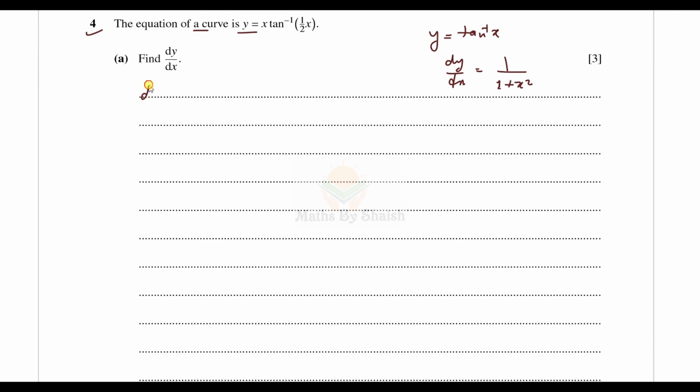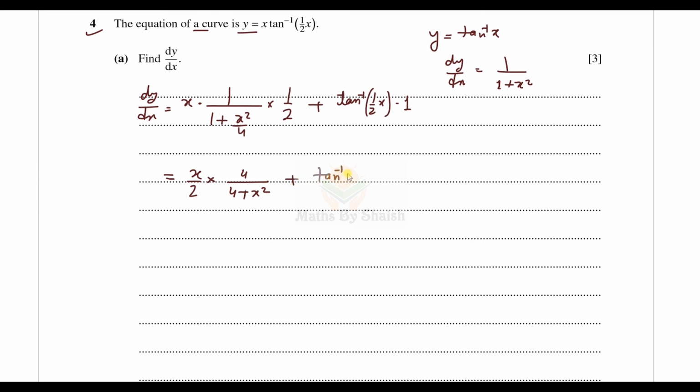So dy over dx is the first function as it is, times the differentiation of the second function, that is 1 over 1 plus x square by 4, into the differentiation of x by 2, that is 1 by 2, plus the second function as it is, tan inverse of half x, times the differentiation of the first one, that is 1. So we got x upon 2 into, taking the common LCM, that is 4, over 4 plus x square, plus tan inverse 1 by 2 x.